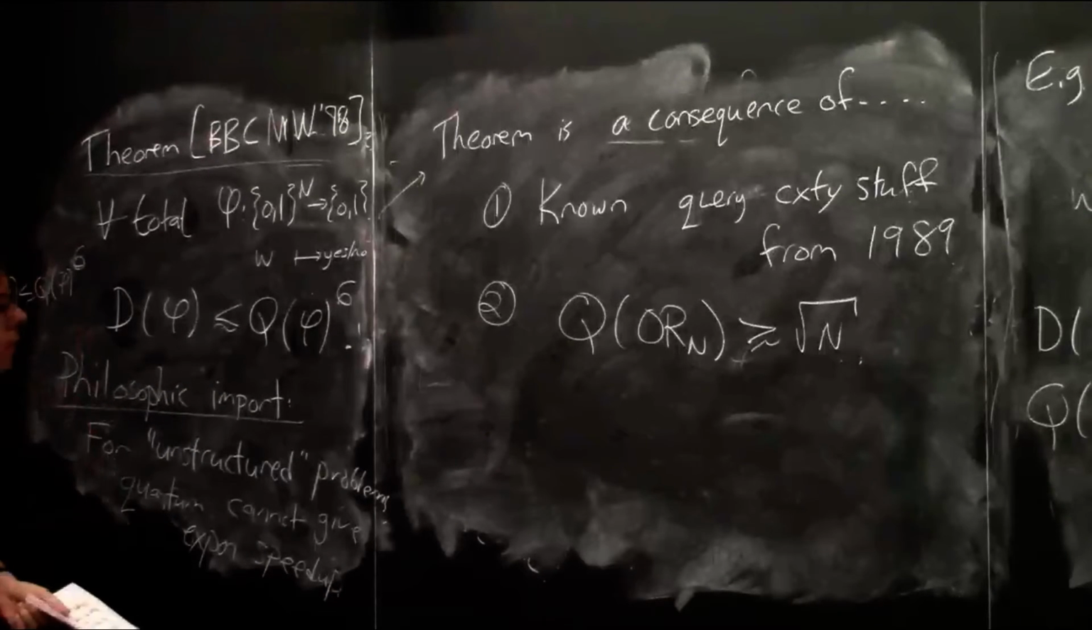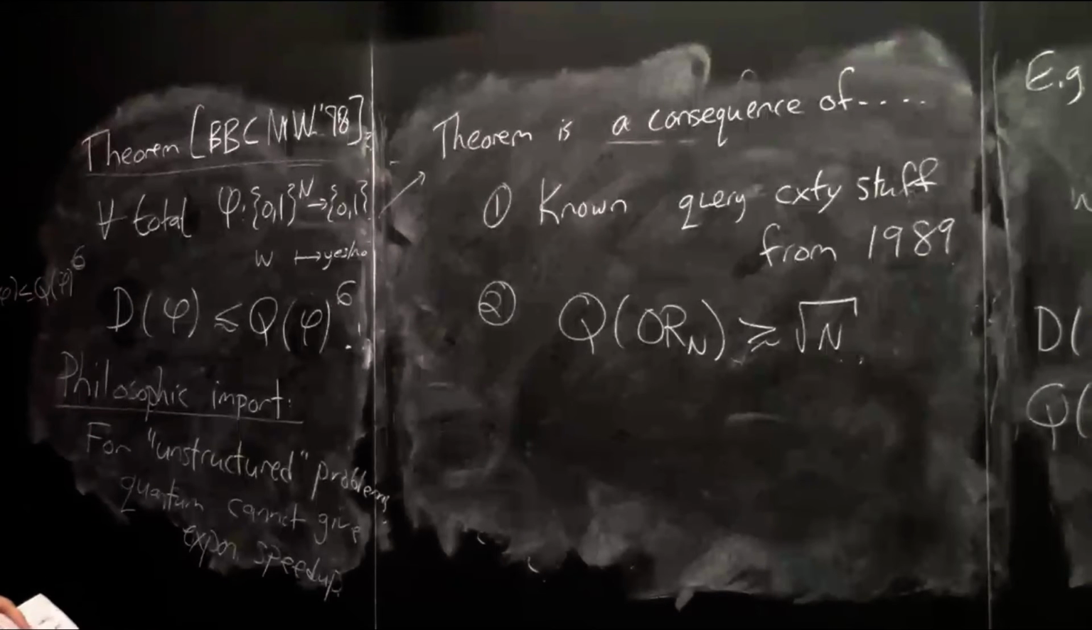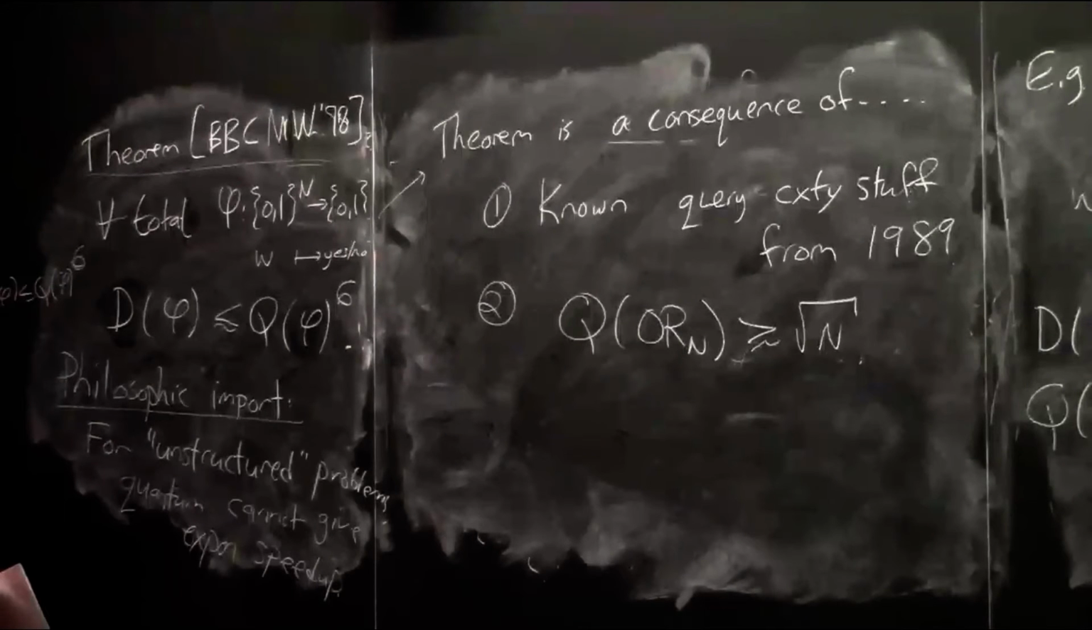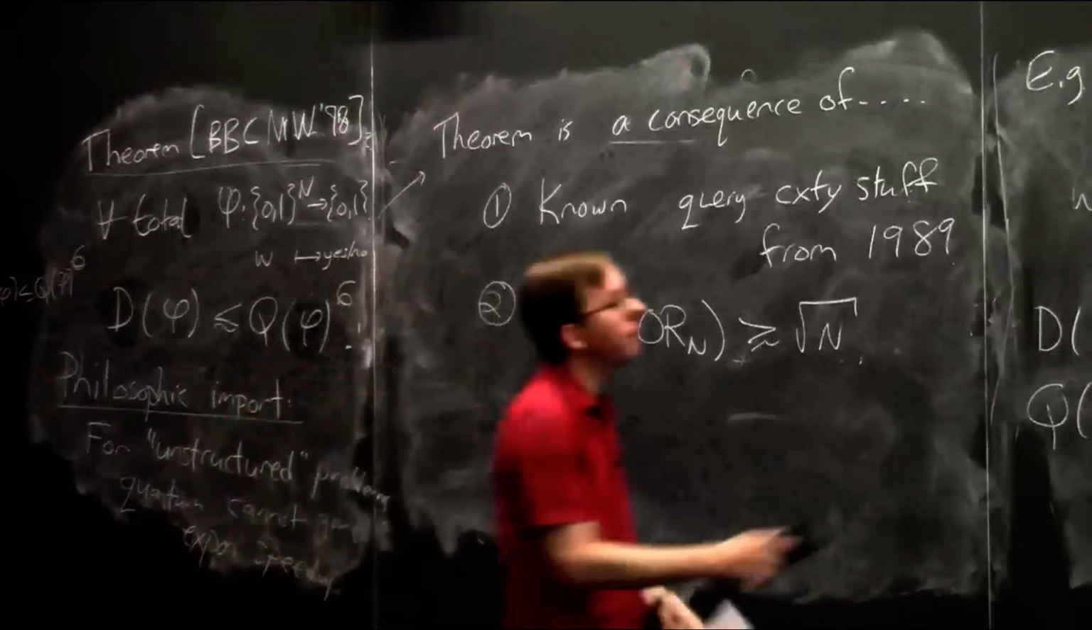Yep. Is this sort of a reduction style thing where if you could solve something faster than that, you could get a better algorithm for OR? Yeah, you can think about it that way. You'll see a bit of the structure. I'm going to talk about it.